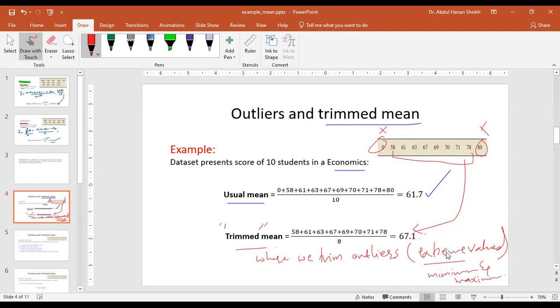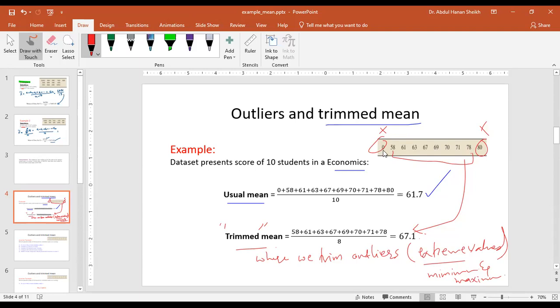When we have very few extreme values. So overall data is between 85 to 78 or 80, but this 0 is too far. So that's why we call this value an extreme value.